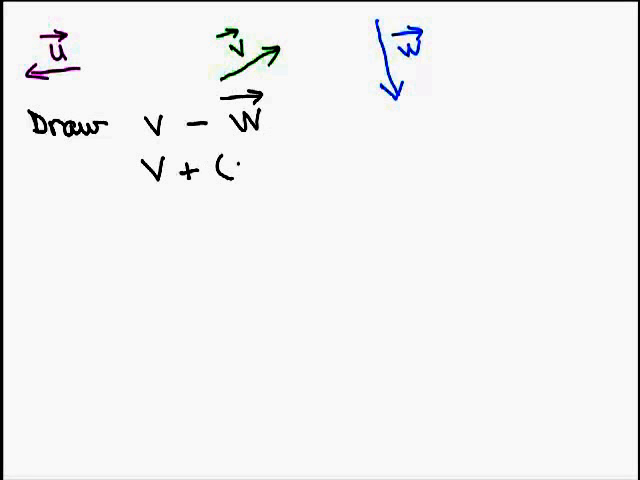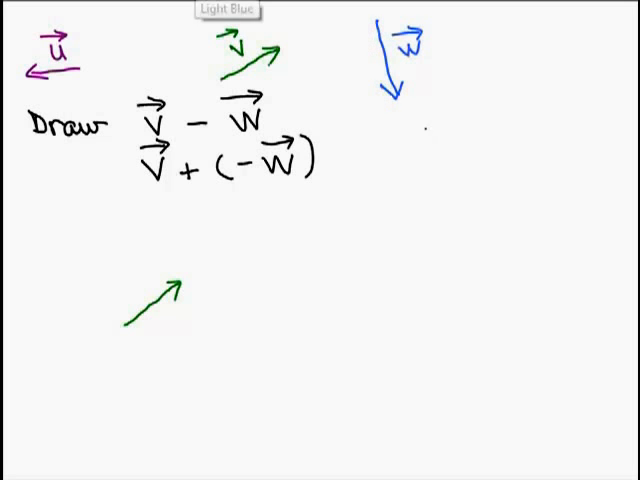So let's say you wanted to draw v minus w. You could think of that as v plus negative w. We did vector addition in the last video. So we start with vector v. Right, so here's vector v. And now we add on to that negative w. So what would negative w mean? It would be the opposite direction. So it's going to go up.